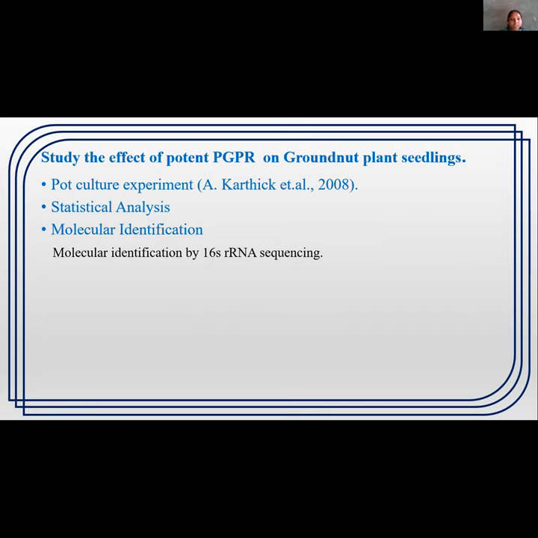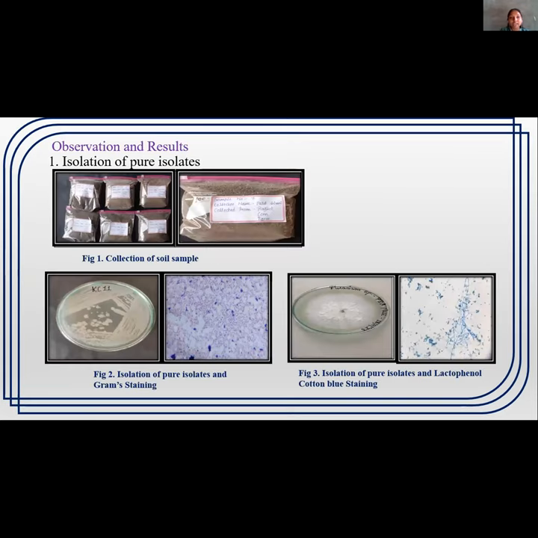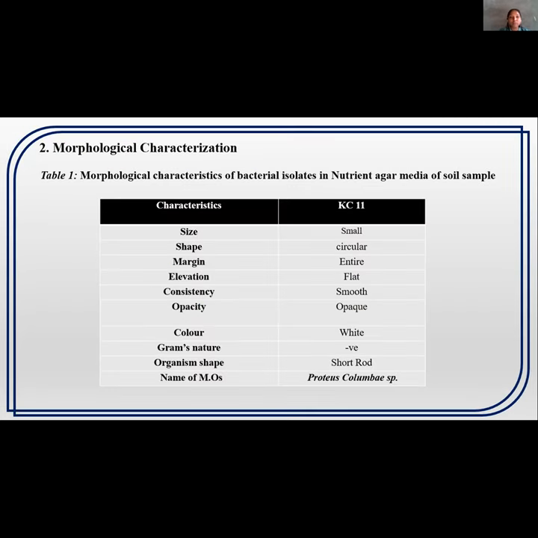Siderophore production, IAA production, and pot culture experiment I have done, along with statistical analysis and molecular identification by 16S rRNA sequencing. These are the observations: collection of soil sample, isolation of pure isolates and Gram staining, and lactophenol cotton blue staining. These are the morphological characteristics of bacterial isolates in nutrient agar media.